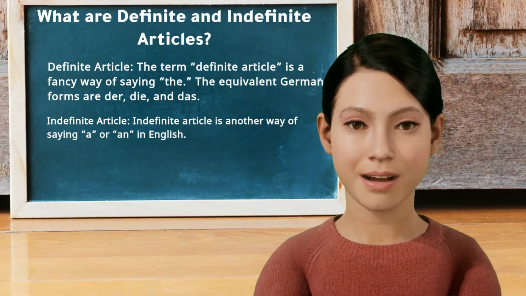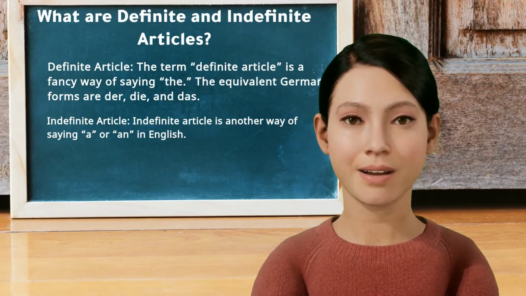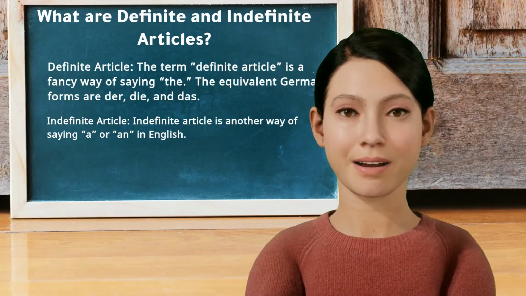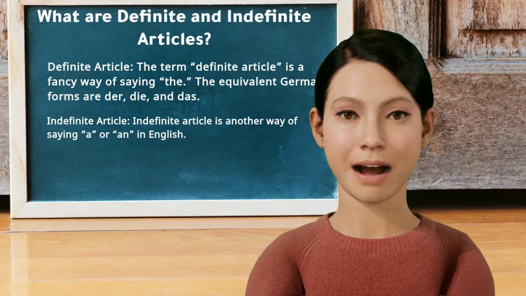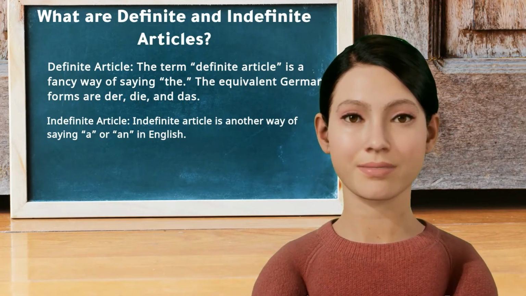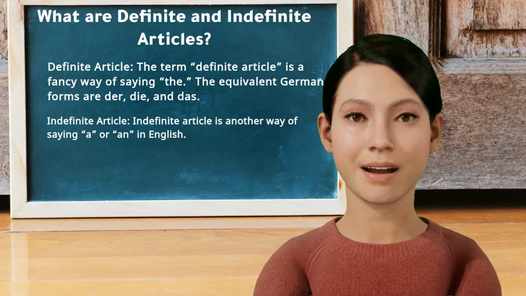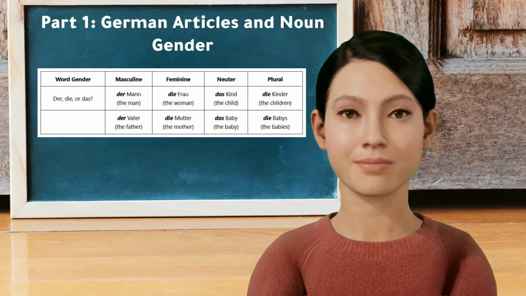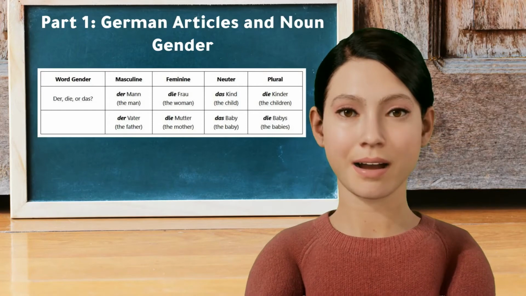Now that you understand what definite and indefinite articles are, you're probably wondering how to say the and a in German. But to choose the right form, you'll need to know the gender and the case. Let's look at these two terms in detail and find out what that means exactly. Part 1. German articles and noun gender.